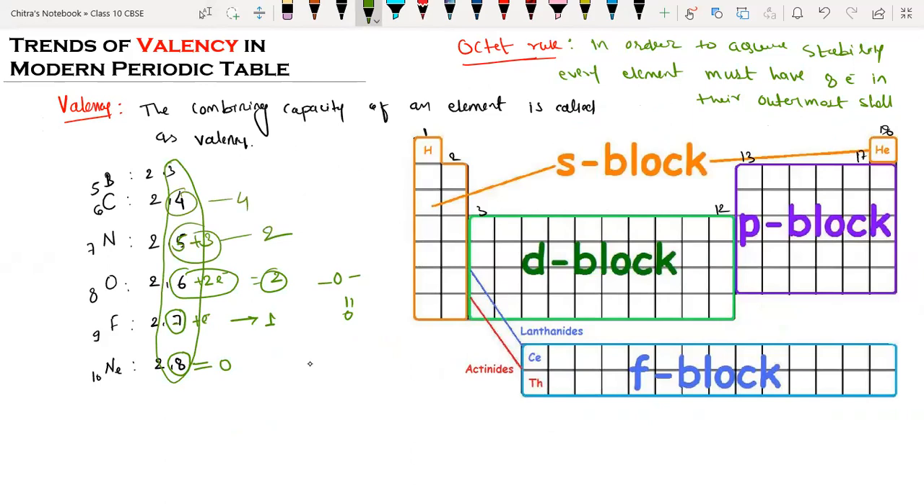And here we have the next atom, which is sodium. Nitrogen valency is 3, because it requires 3 electrons. Sodium has 11 electrons, its electronic configuration is 2, 8 and 1. So it is going to lose 1 electron, so its valency is 1.